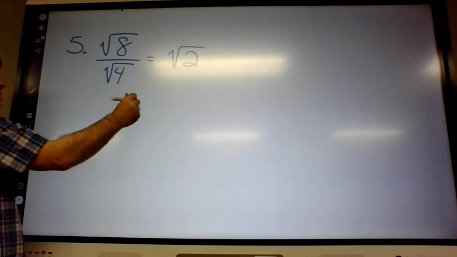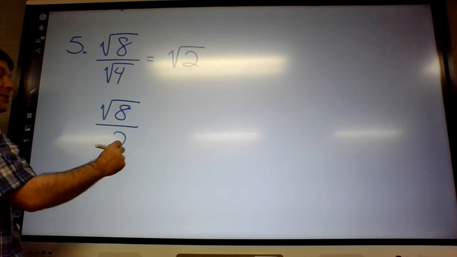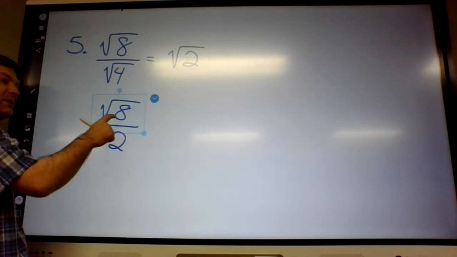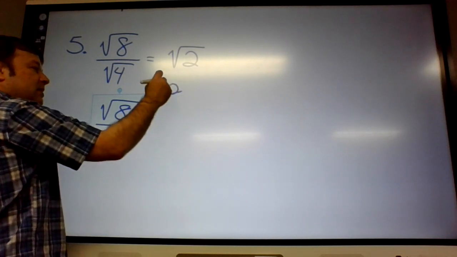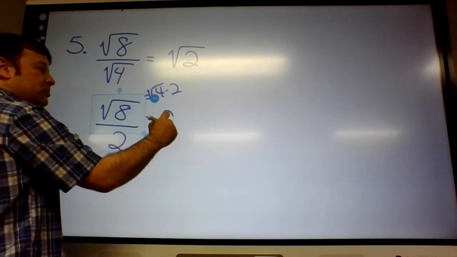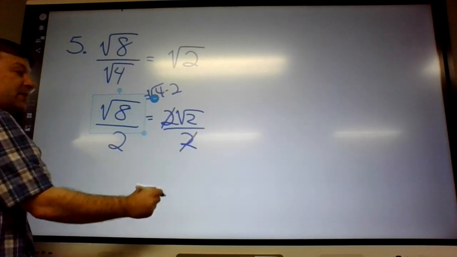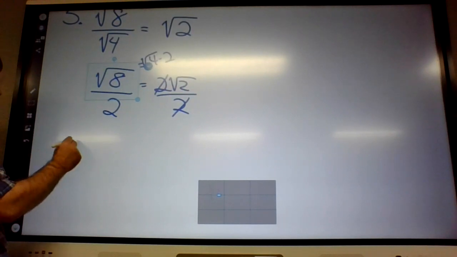So you can actually do it the other way. It would still work. He said square root of 4 is 2. This is the harder way though, so I was trying to avoid it. Square root of 8 simplifies to square root of 4 times 2, and that's 2 square root of 2. And then the 2's cancel out. So that's the long way around, but yeah, that works too.